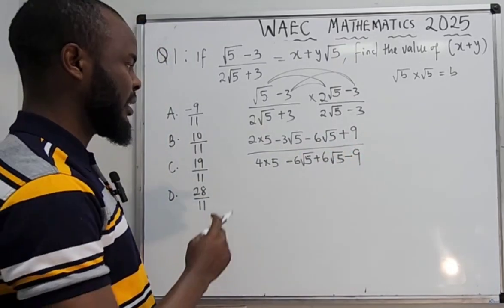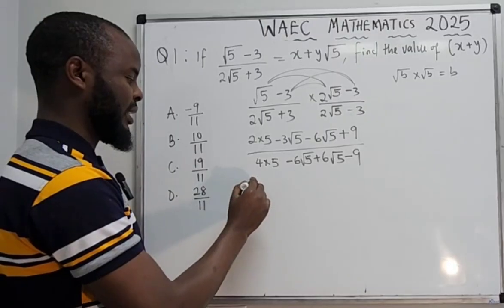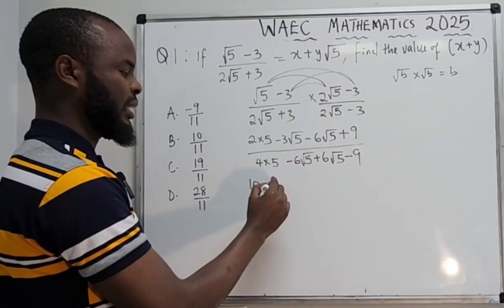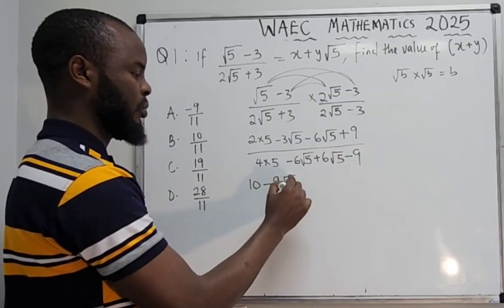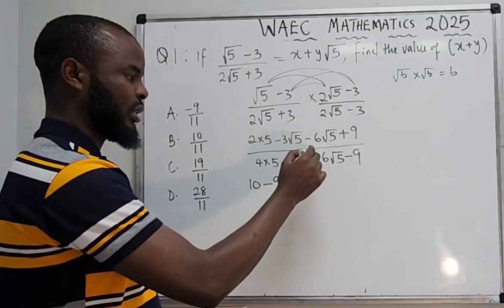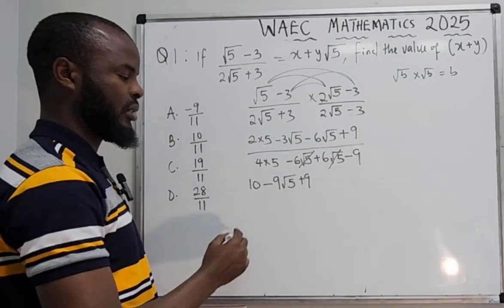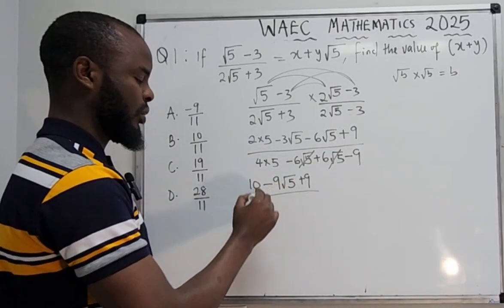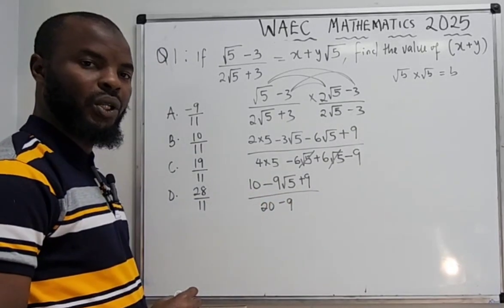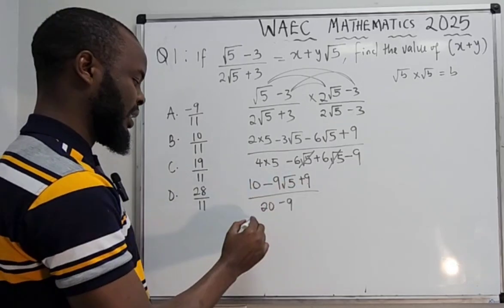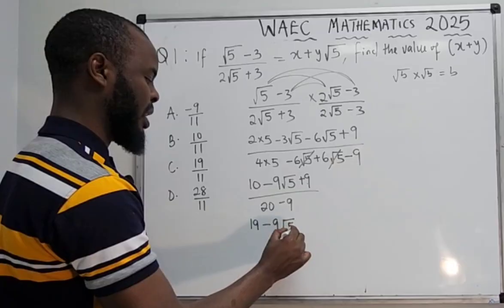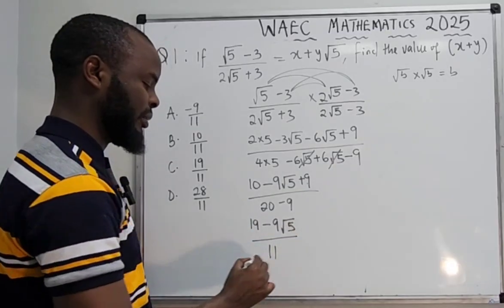Now, to proceed with this, 2 times 5 is the same thing as 10. Negative 3 root 5 and negative 6 root 5 is going to be negative 9 root 5, plus 9. And the denominator, negative 6 root 5 plus 6 root 5 cancelled out. So here we have 20 minus 9. Solving this further, 10 plus 9 is the same thing as 19 minus 9 root 5, divided by 11.